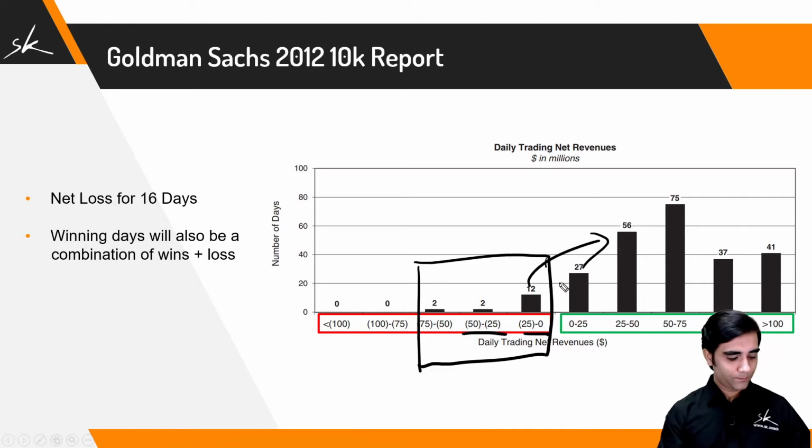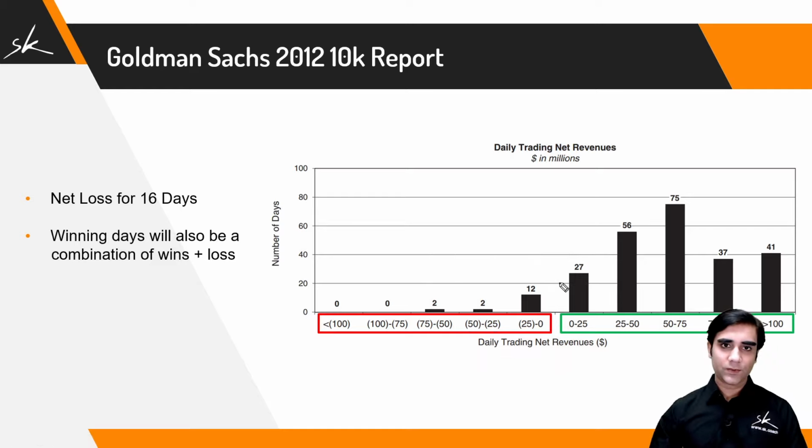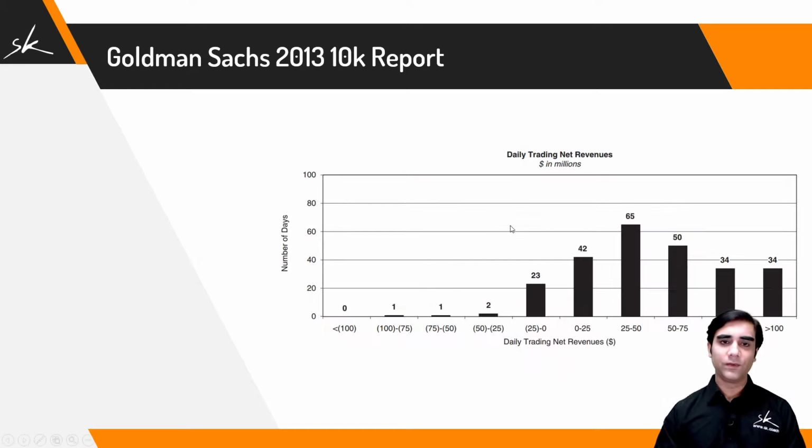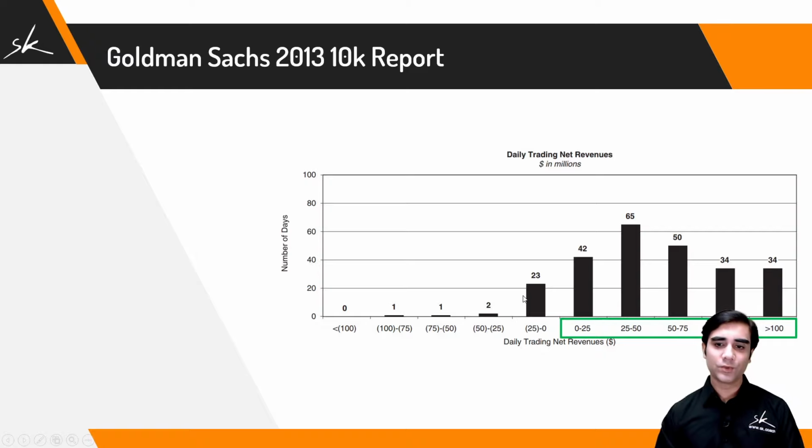If you look at the next year, okay, let me delete this. Let's go to 2013. So if you look at the next year again, can you see the maximum number of losses, which is 23, was just between 0 to $25 million. But if you talk about those big losses, just two. So can you see their losses are always small, their winners are always big.